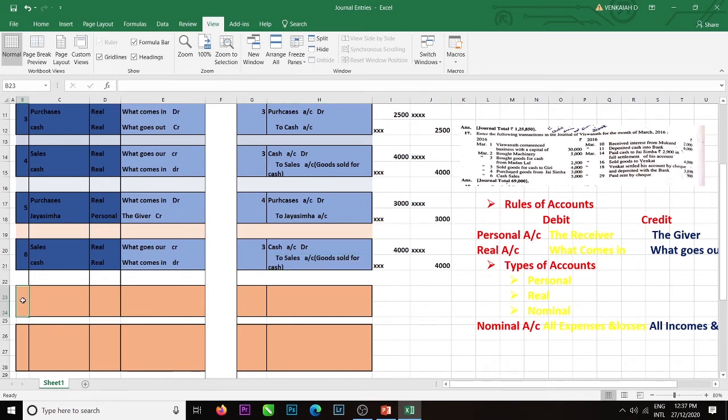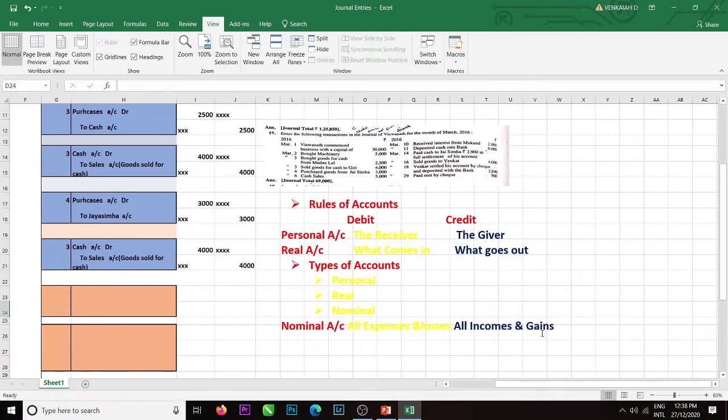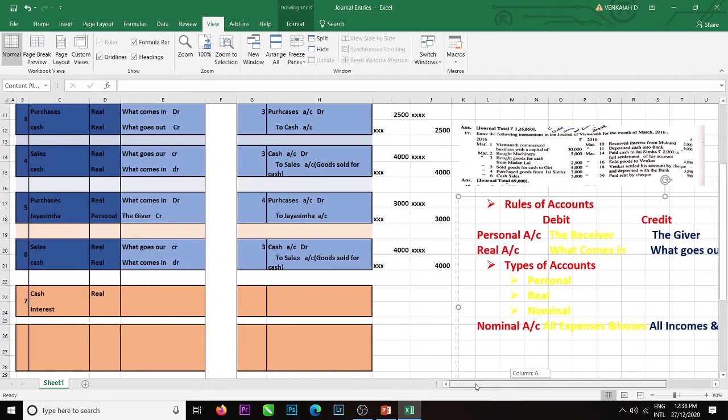Entry 7: received interest. Received interest means we are receiving cash and we have to record it in the name of interest. Cash is a real account. Interest is a nominal account. All incomes and gains are nominal accounts. When I am receiving interest, interest is a gain or income.